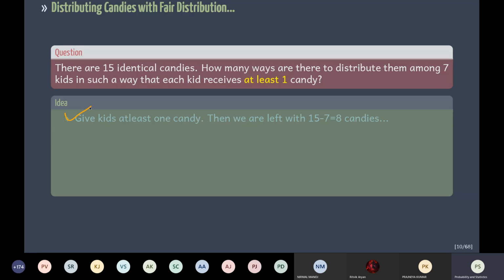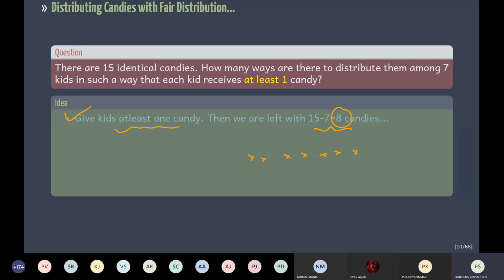The big idea is to give kids at least one candy, because that's the requirement in your problem. Give kids at least one candy. Then how much are you left with? You are left with 15 minus 7, which is 8 candies. You have given candies to each of them, and there are 7 kids, so they already received one candy. Now you are left with distributing 8 candies, and then it's like the previous problem.